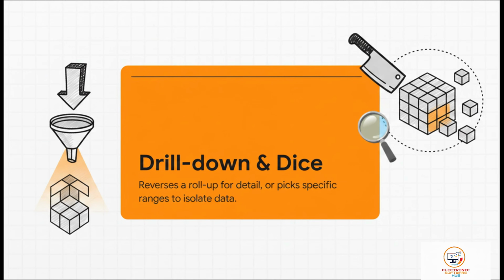But hey, what if you need to go the other way? That's where we use drill down and dice operations. A drill down is literally the exact reverse of a roll-up. You are zooming back in to see the super granular lower-level details. Dicing, on the other hand, is like taking a scalpel to your data. It helps you focus by filtering away the noise. You just pick specific values or ranges across your dimensions to isolate exactly the information you care about in that moment.